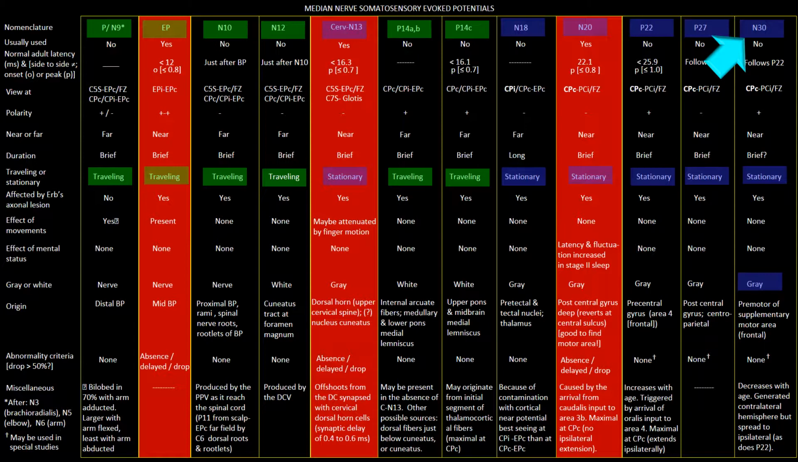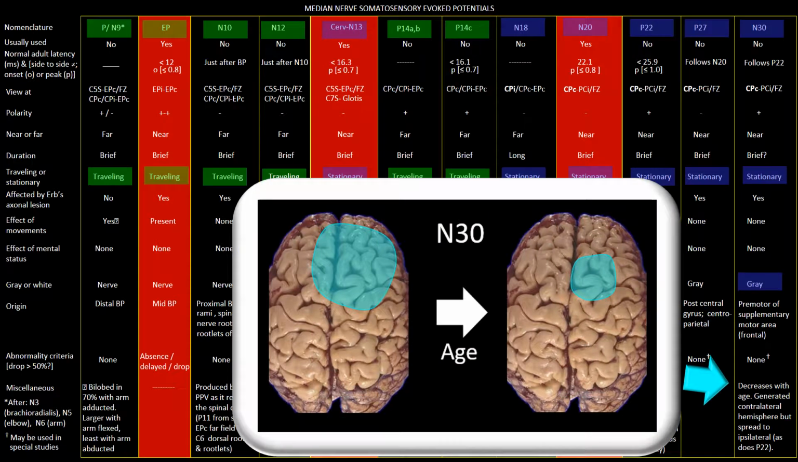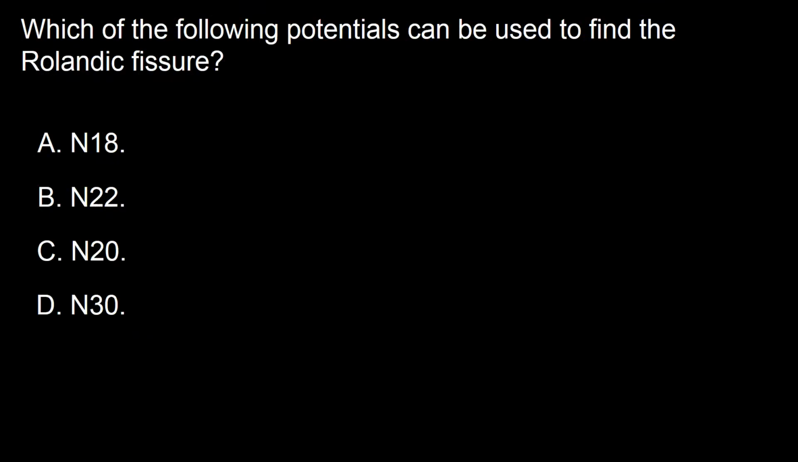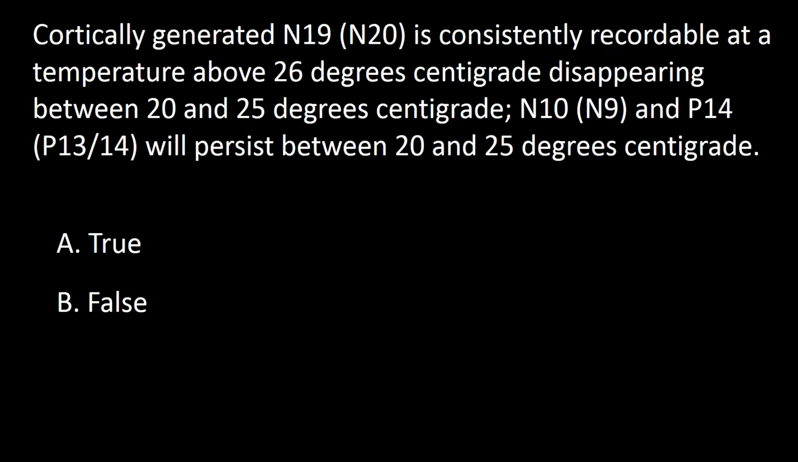The last cortical stationary potential that I would mention is N30. N30 is believed to arise from the premotor or supplementary frontal area. This potential, contrary to P22, decreases with age. So the answer to this question is C. Next question. Cortically generated N19 or N20 is consistently recordable at temperature above 26 degrees centigrade, disappearing between 20 and 25 degrees centigrade. N10, that is N9, and P14, that is P13, 14, will persist between 20 and 25 degrees centigrade. A, true; B, false.